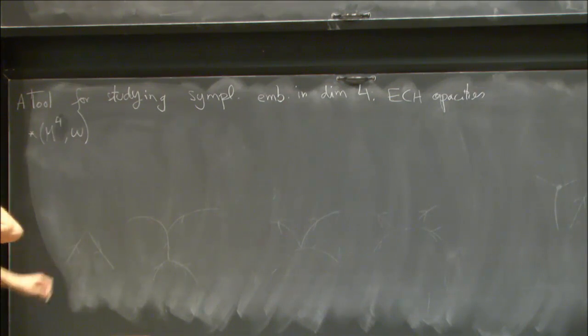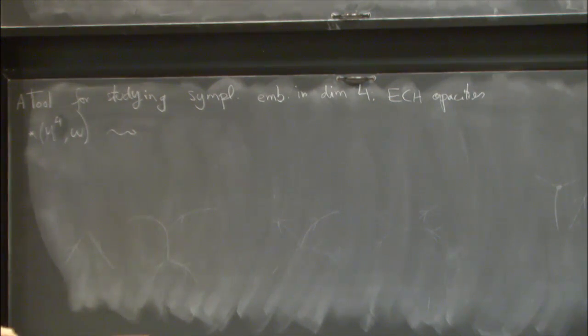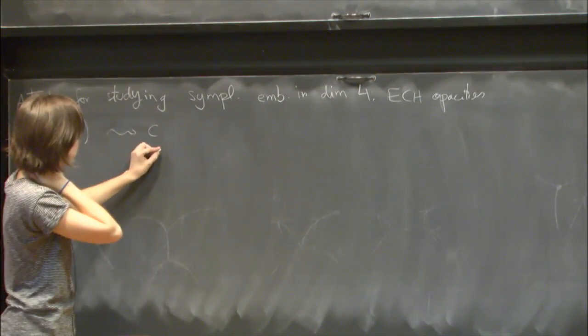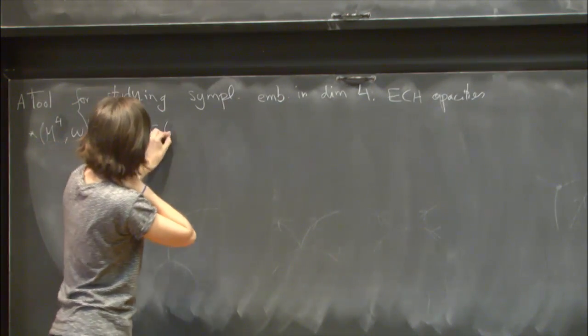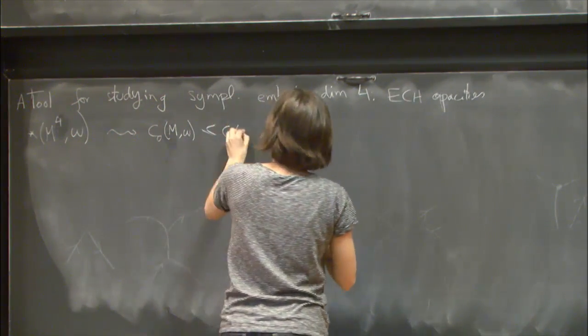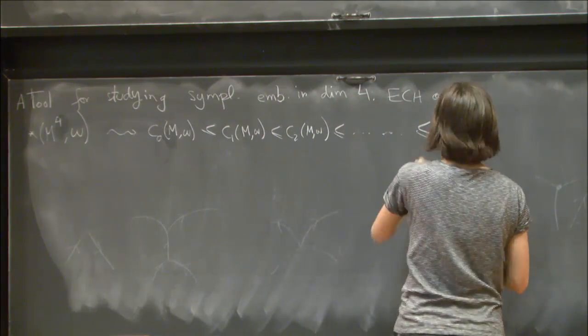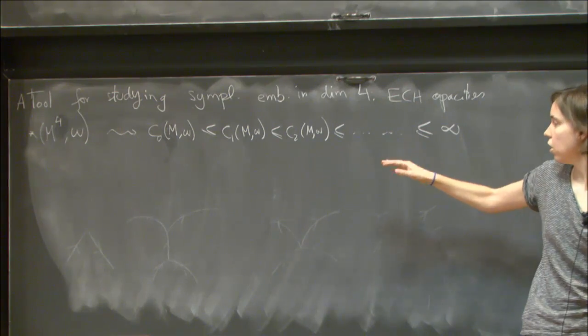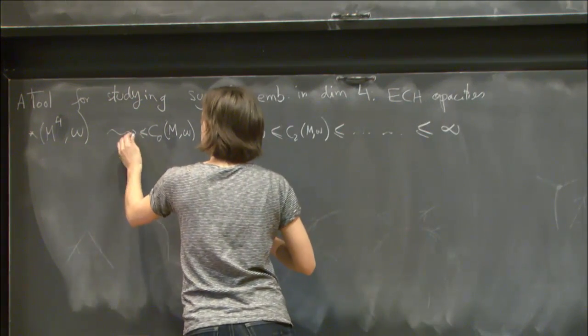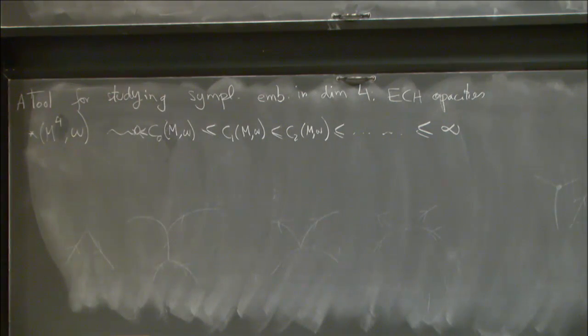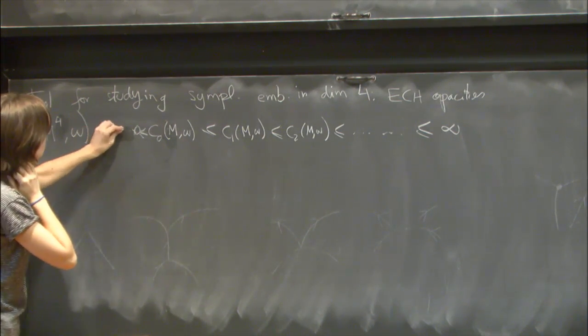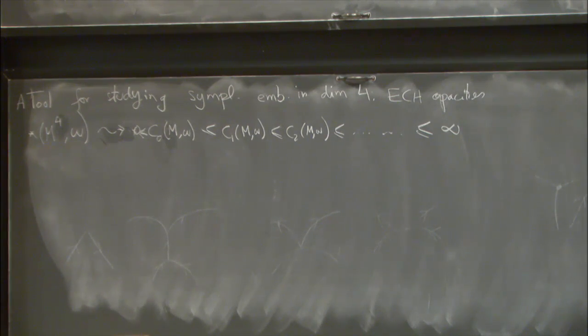Given a 4-dimensional symplectic manifold (M, omega), you can associate to it a sequence c_1(M, omega), c_2(M, omega), a non-decreasing sequence of non-negative numbers, bigger than or equal to 0, possibly infinite, which are going to be an invariant, and what Hutchins proved was that they obstruct symplectic embeddings.